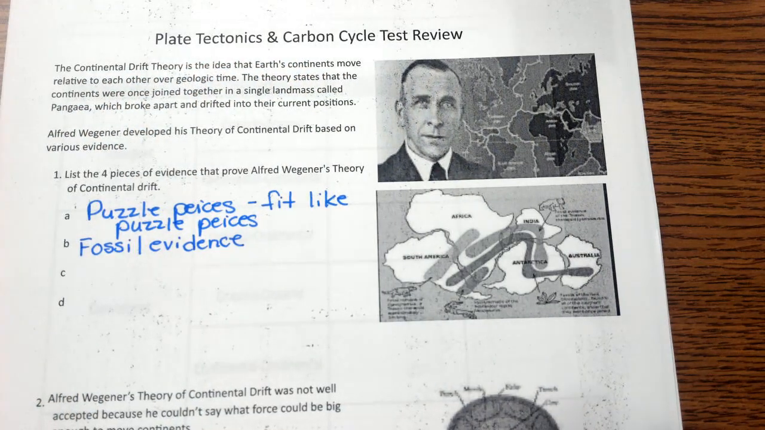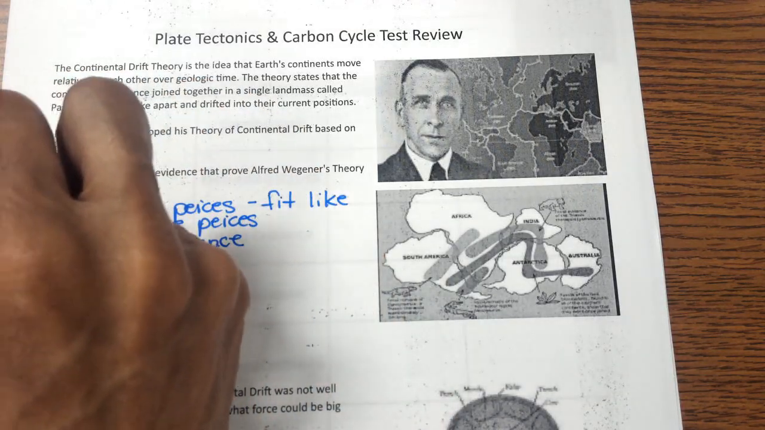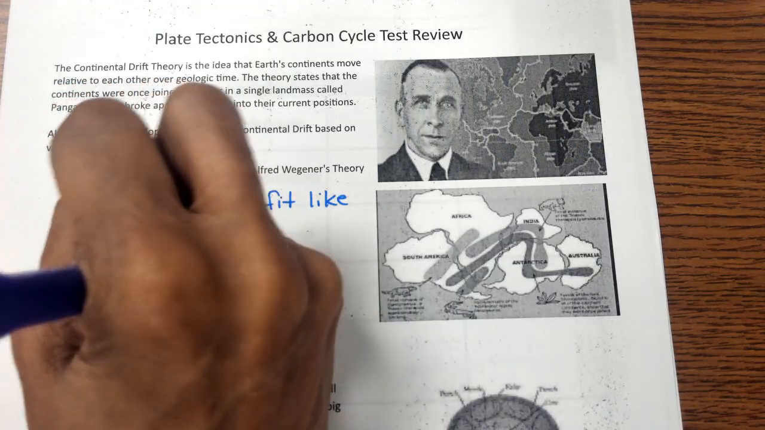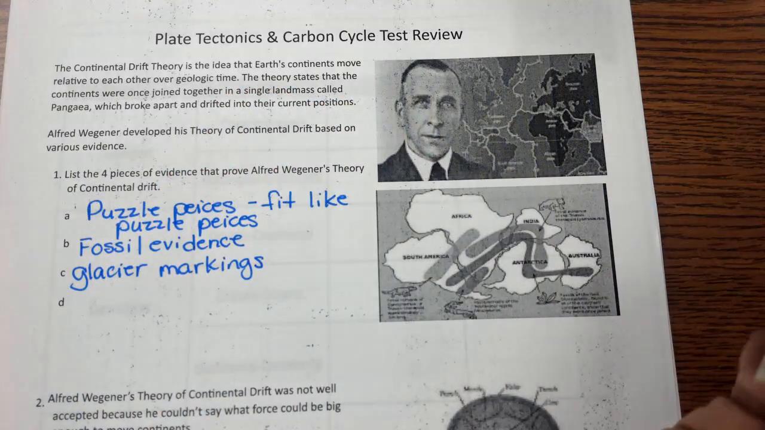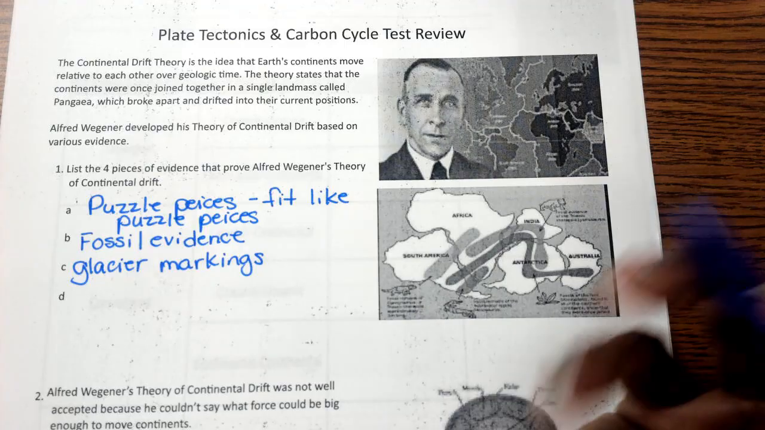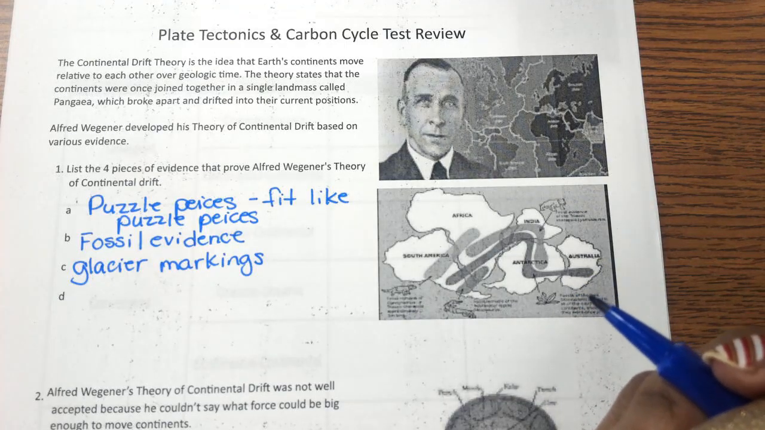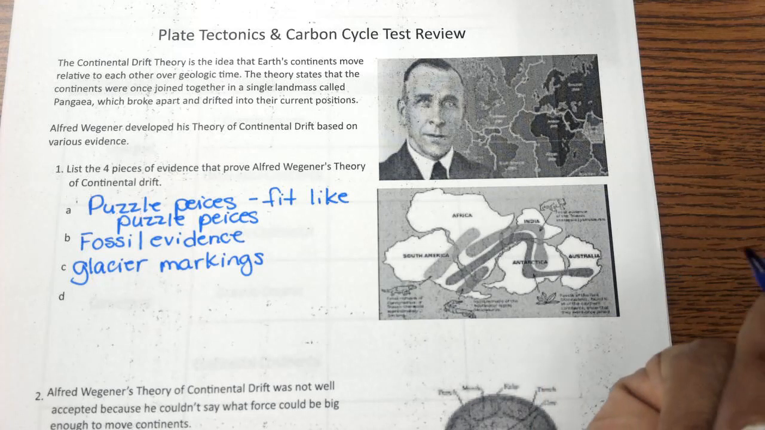The next piece of evidence was, I'm going to say, glacier markings. So basically, he found evidence of glacier scratches on continents that are in a tropical region. And we all know that glaciers cannot exist in a tropical region. They have to be in a cold climate.